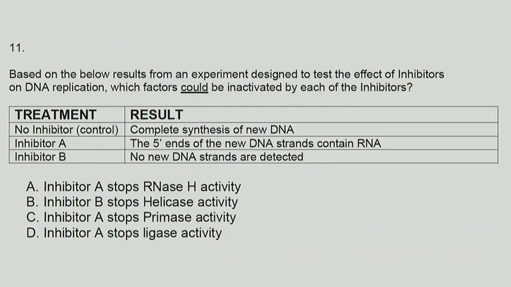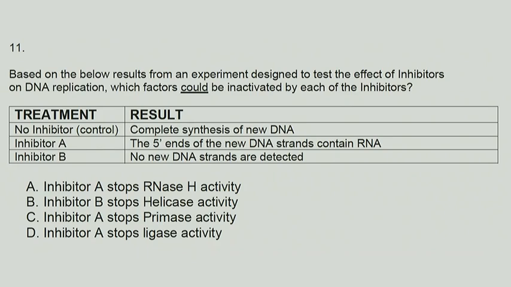No fully complete strands. You'd have a bunch of fragments at the end. You'd have all the Okazaki fragments. You'd even have long leading strand fragments, because even the leading strand needs to meet up with other leading strands or other Okazaki fragments and get ligated together. Okay. And then what about inhibitor B?